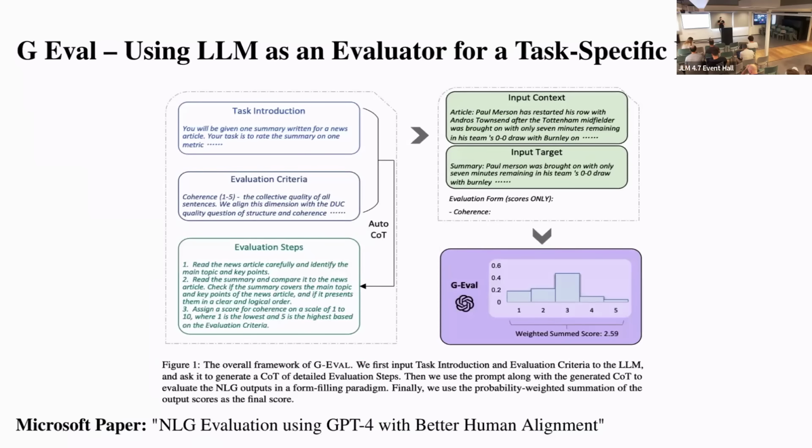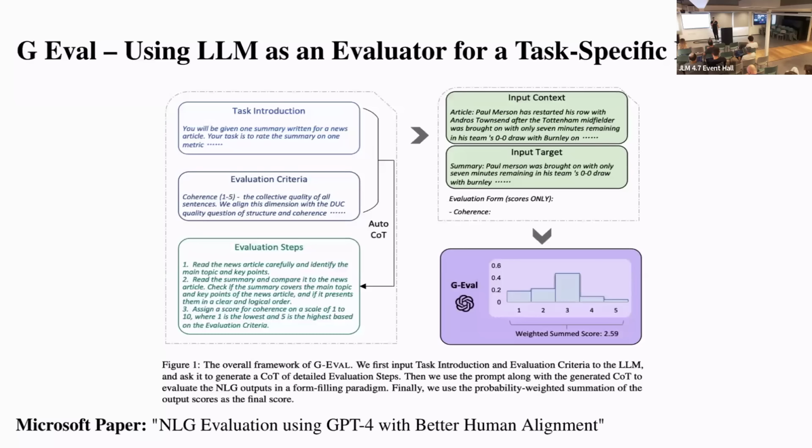Here we have the paper from Microsoft, NLG evaluation using GPT-4 with better human alignment. This paper is also called G-Eval, where we use the LLM as an evaluator for a specific task metric. According to this approach, we need to give the model the task introduction, for example, summarization of a news article. And we need to give the evaluator model the evaluation criteria. For example, here we define the evaluation criteria to be coherence, which is the collective quality of all sentences.